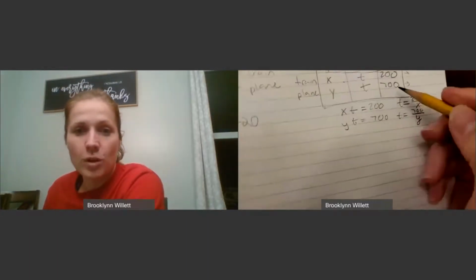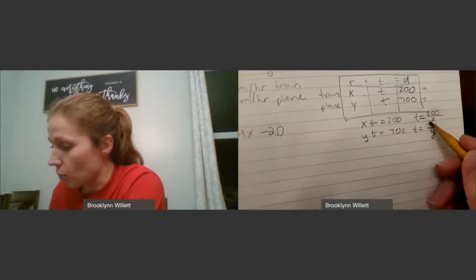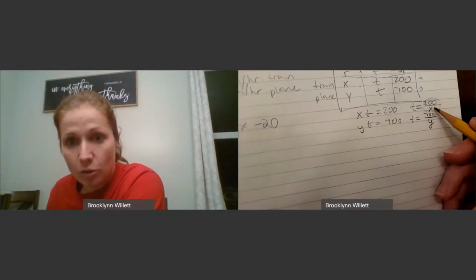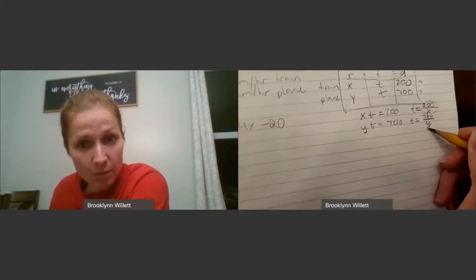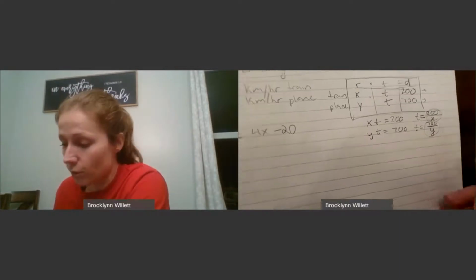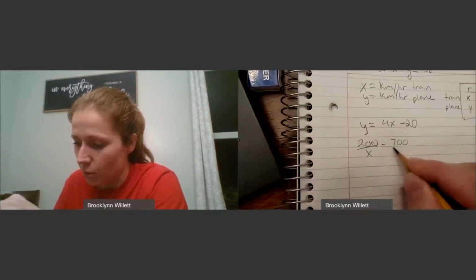And then the time that the plane traveled is going to be 700 divided by its rate. Now remember, they traveled the same amount of time. So whatever we get from doing 200 divided by the train speed is going to be the same as 700 divided by the plane speed. So that means 200 over x equals 700 over y. That's our other equation.